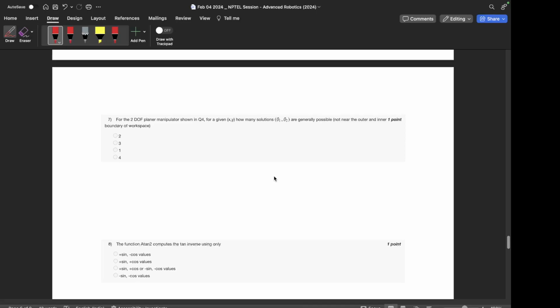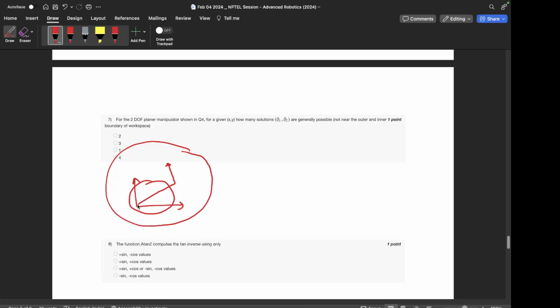For the 2 degree of freedom planar manipulator shown in Q4, given xy, how many solutions θ1, θ2 are generally possible, not near the outer and inner boundary of the workspace? So this is the 2R manipulator case, and the point is not at the edge of the workspace, so it's a point well inside the workspace. So how many ways to reach it? As I had shown, there are 2 ways to reach it, right? So the answer is 2.